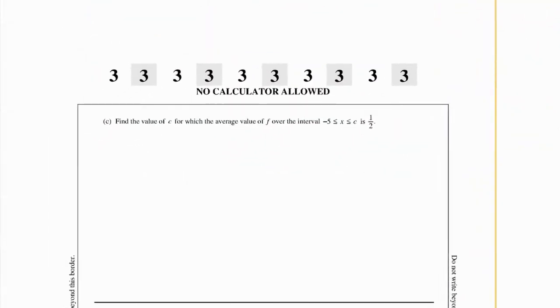Then it says find the value of c for which the average value is 1/2. This is a question about average value. This actually goes back to what we just did in the last section. Average value over this is 1 over b minus a times the integral from -5 to c of f of x dx, or f of t dt. It doesn't matter which one we pick. I'm going to say f of x dx because I know I'm going to get rid of that in a second. And that is equal to 1/2.